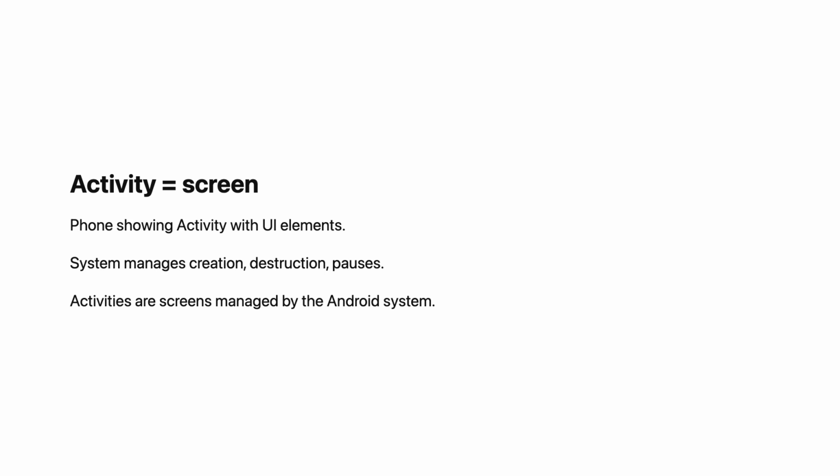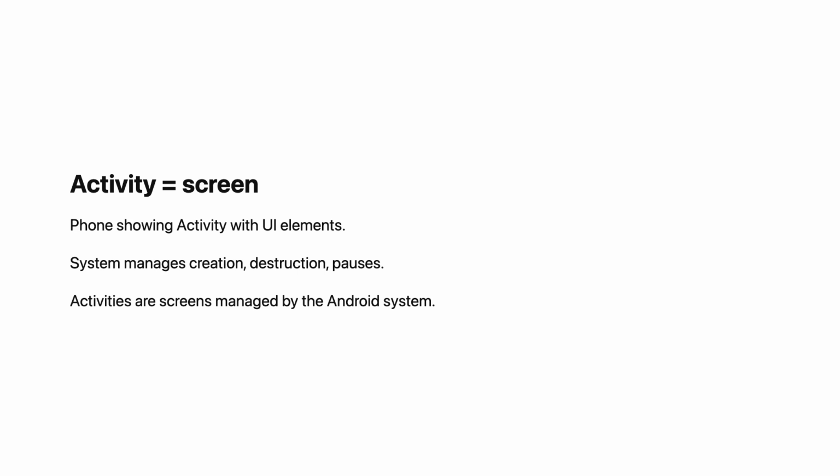The system manages activities. It creates them, destroys them, pauses them. You do not control when this happens. The system does. Your job is to respond correctly. When the system creates your activity, set up the UI. When it destroys, clean up. Android calls specific methods as the activity moves through states.